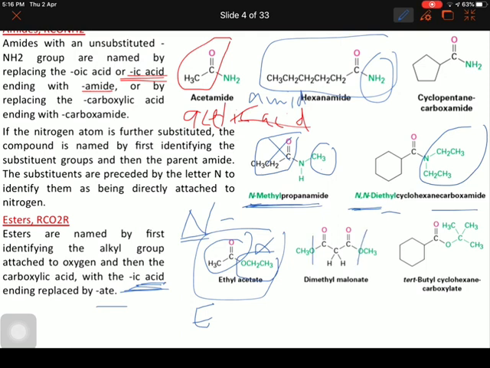For this compound, this one is a diester. We say dimethyl, the alcohol part first, and this one you say either propanoate or malonate as the common name. For the third compound, the alcohol part is tertiary butyl, so we say tertiary butyl cyclohexane carboxylate. We say carboxylate because this is the carbonyl compound. Carboxylate is mentioned for the carbonyl compound. The cyclohexane is this one, and this is the carbonyl we mention with carboxylate.